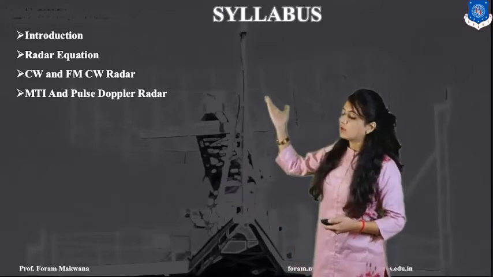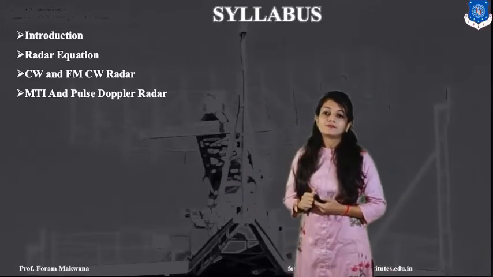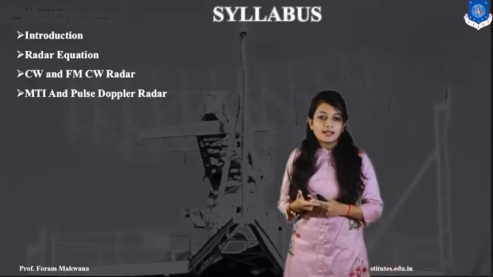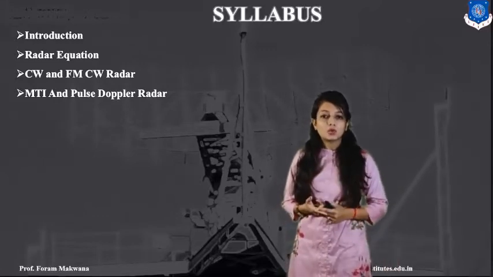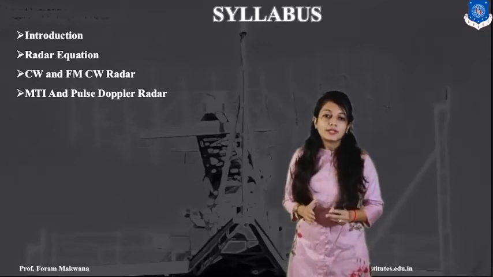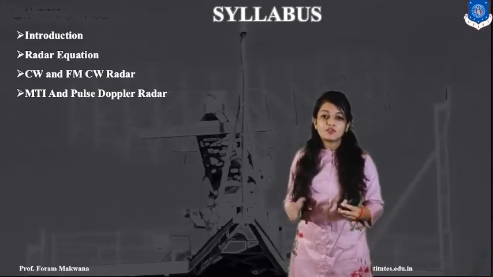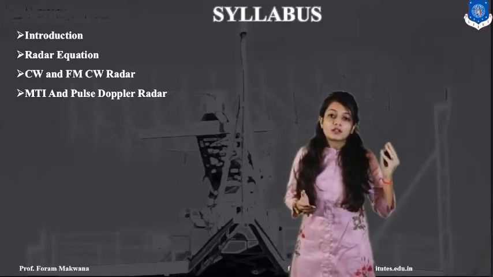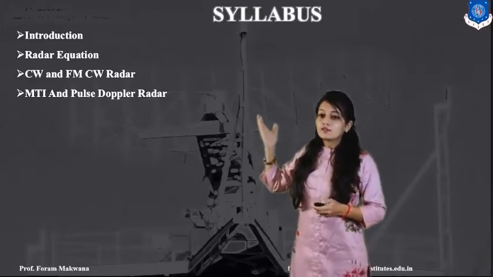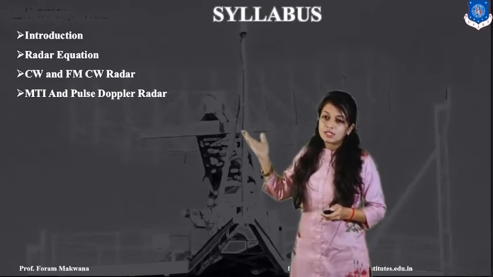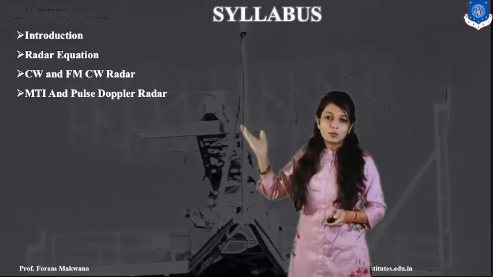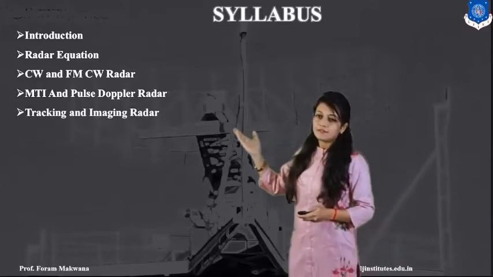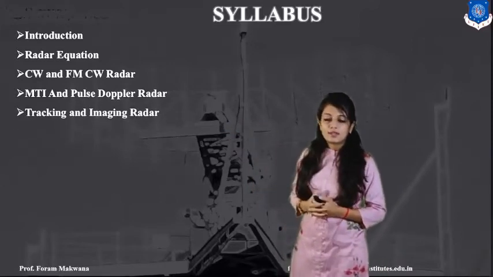In unit number 4, we will study the moving target indicator, pulse Doppler radar, how to detect the moving target in the presence of a fixed target, how to reduce the effect of the clutter, right? So in this chapter number 4, we will study the MTI and the pulse Doppler radar and the comparison between them.